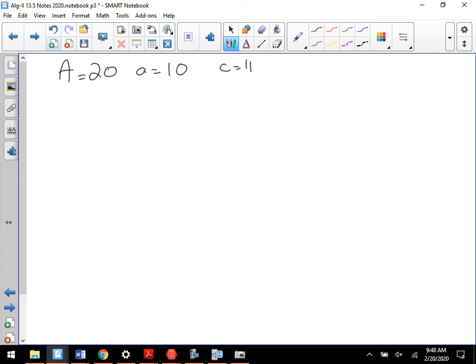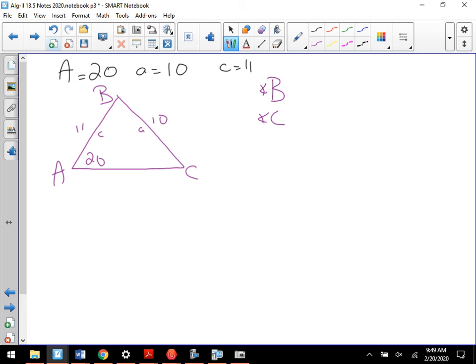Again, what I want you guys to do is always draw the picture, fill in the blanks, and start looking at what you have. Excuse me. Triangle ABC, angle A is 20, little a is 10, little c is 11. That tells me right off the bat, I have to find two angles and a side, so I write them down. I have to find angle B, angle C, and little b.